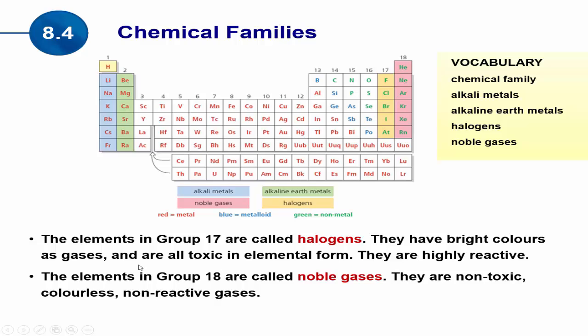Highly reactive. And of course, the elements in group 18 are the noble gases. Non-toxic, colorless, non-reactive. We say they're inert. They don't react. They have that full outer shell. They're stable.